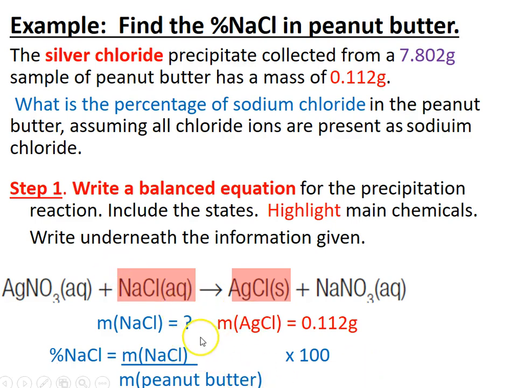Once we've got the mass, to work out the percentage, we need the mass of the peanut butter, this, and whatever mass of salt that we had, and then we can work it out. So if this mass is 7.8, if we have 7.8 grams of salt, then it was 100% salt. Okay, if we have 3.5, or no, 3.401, no, what am I doing? Anyway, you get the idea.